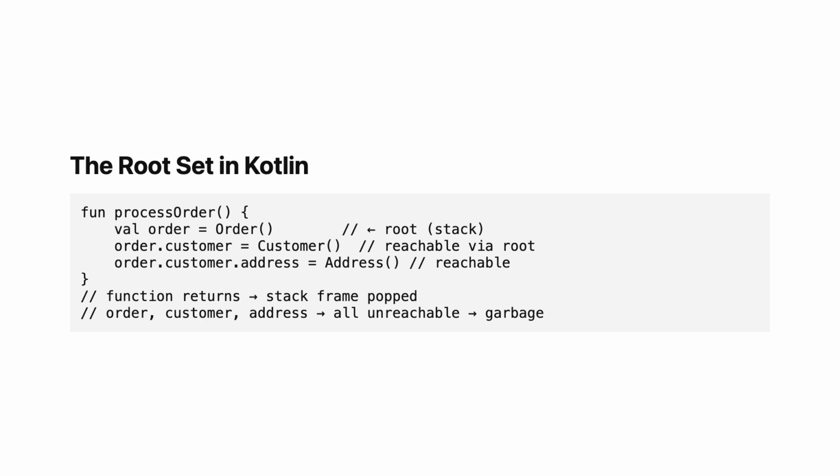They are all alive. Now your function returns. The stack frame for process order gets popped. That local variable is gone. If nothing else in your app holds a reference to that order, suddenly the entire chain, the order, the customer, the address, they all become unreachable in one instant. They are all garbage now, even though they still reference each other. A cycle of garbage pointing to garbage is still garbage. This is one of the big advantages of tracing collection over reference counting, which famously struggles with cycles.